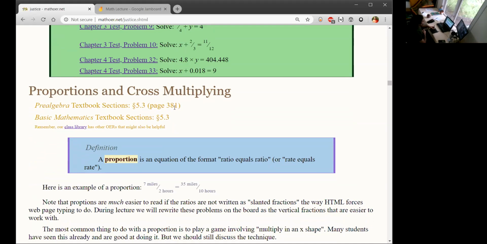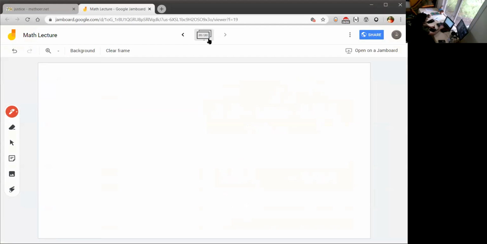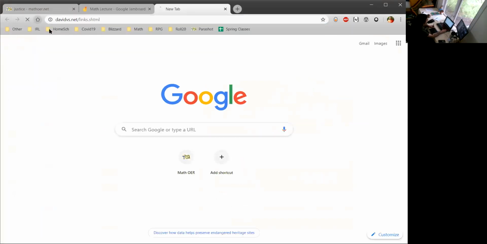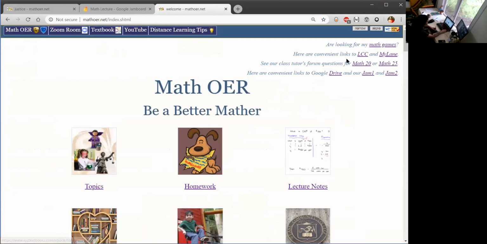So we're on page 381. It's actually coincidentally section 5.3 of both books. And our first definition, let me get that on one line. I'm going to start our new Jamboard actually, rather than have one slide of the next topic. That would be awkward.